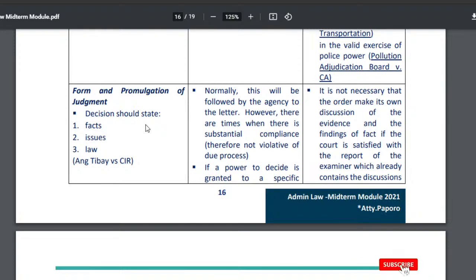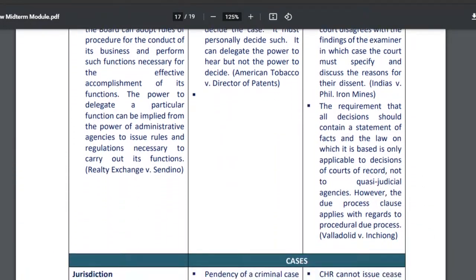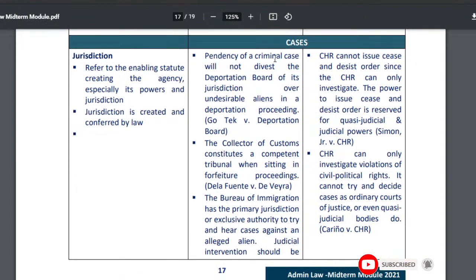So if you are going to have all these facts reiterated in the decision, it becomes duplicitous and redundant. So there's no need in that particular instance to have all of these facts, issues, and law stated in the decision. Okay. Now we proceed to the pendency of a criminal case, which will not divest the deportation board of its jurisdiction over undesirable aliens in a deportation proceeding.